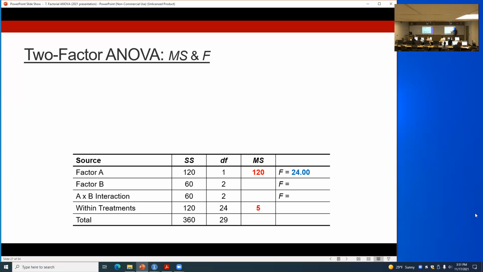And if we take the variance that we're seeing across levels of factor A divided by the error that we would expect if the null hypothesis were true, or just that things were happening at random, what do we get, Katie? If we take a between divided by within, what does that give us? In terms of our test statistic.